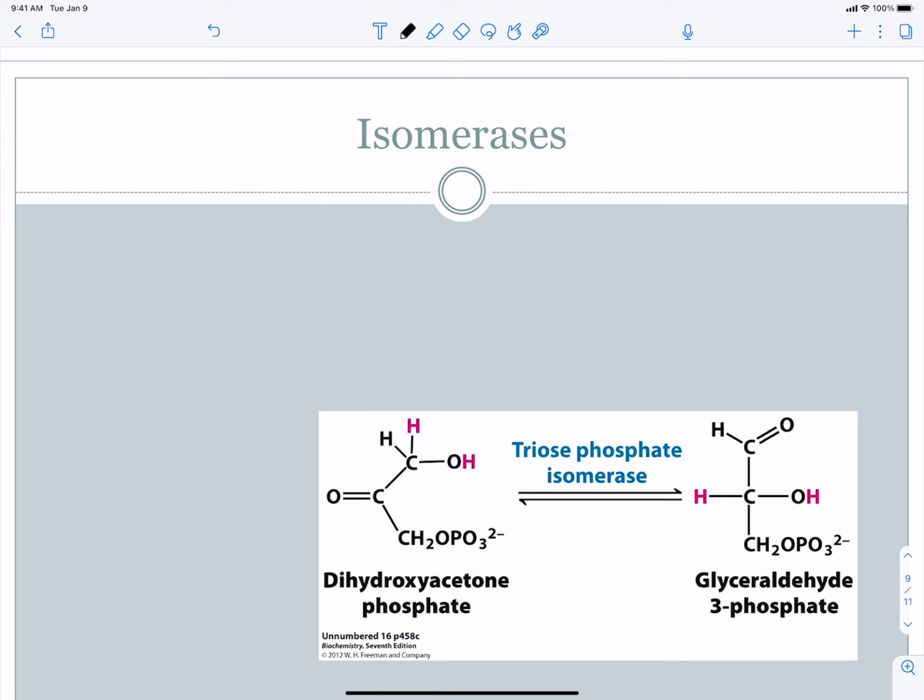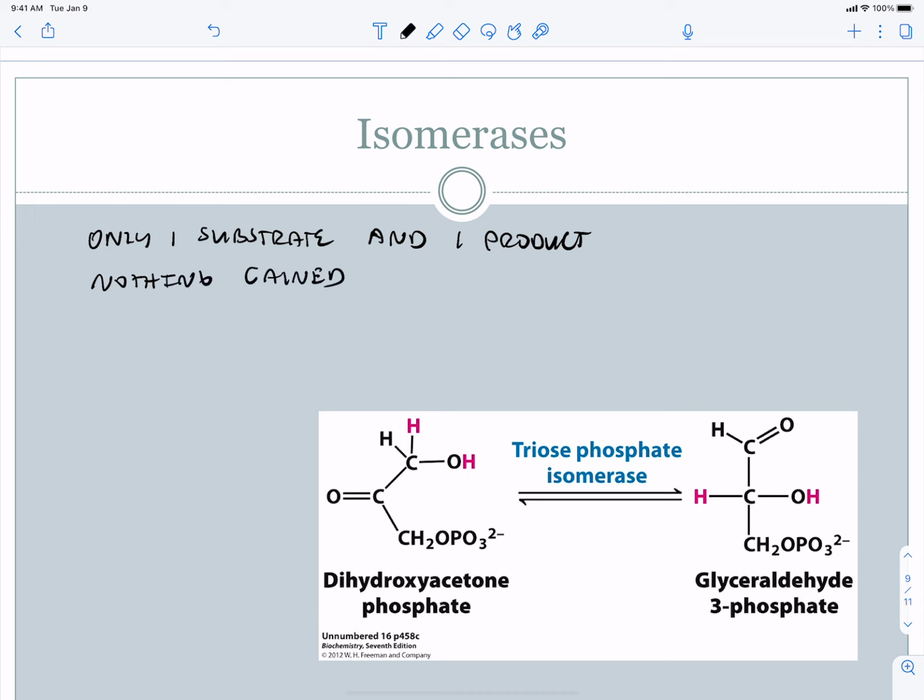Now, isomerases are going to catalyze structural changes within a molecule. So this is only 1 substrate and 1 product. Nothing is gained, and nothing is lost. You're just moving things around. So we have dihydroxyacetone phosphate shown here, and this by a triose phosphate isomerase becomes glyceraldehyde 3-phosphate, and this is of course in glycolysis.